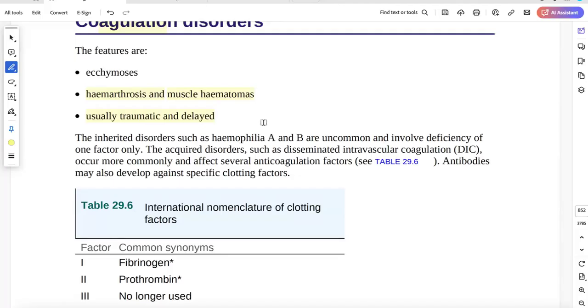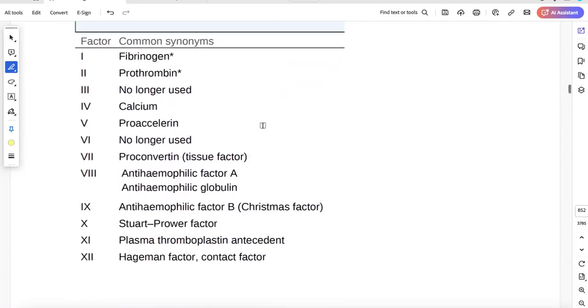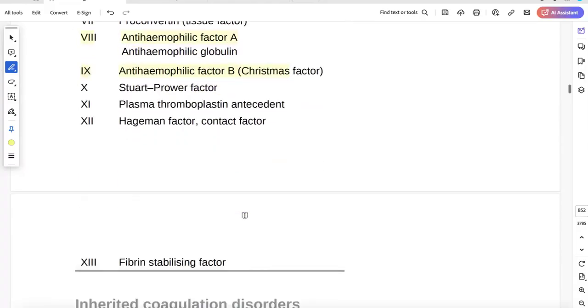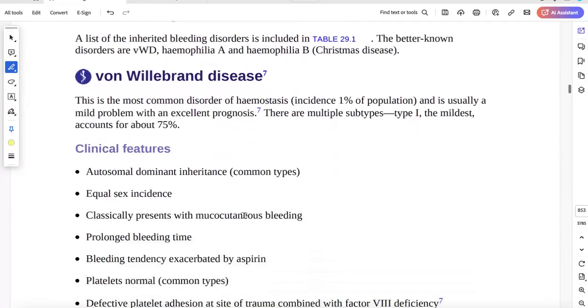Now, the common causes of coagulation factor deficiency are hemophilia A and B, and also von Willebrand disease. These three mainly are important for your exam. As we know, there are 12 clotting factors, but the main ones we want to remember are factor 8, which is anti-hemophilic factor A, and factor 9, which is anti-hemophilic factor B. Very important for the exam is von Willebrand disease.